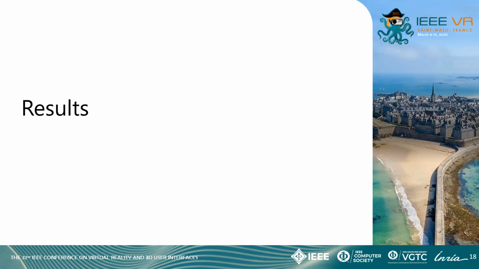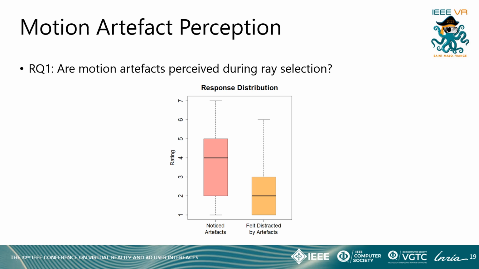So let's take a look at the results of our user study. Our first research question asks whether motion artifacts are perceived during the selection task. Here we see the distributions of responses rating whether participants noticed and were distracted by motion artifacts. We see a moderate perception of motion artifacts with a median response of 4, which was not affected by application of motion blur. Participants did not report feeling distracted by the artifacts, giving a median response of 2.